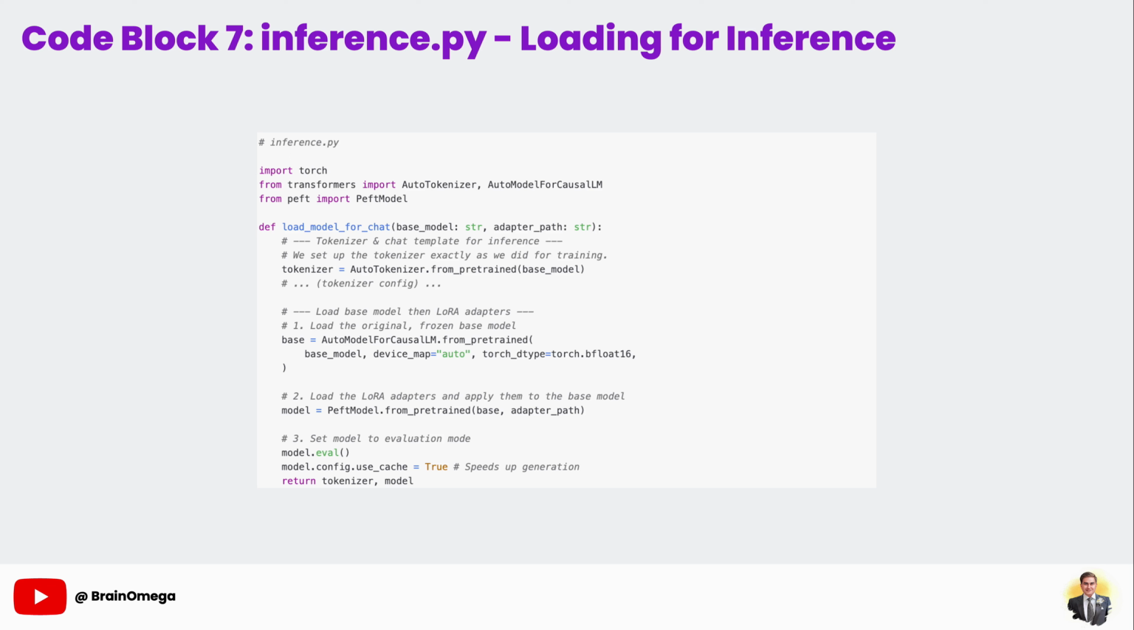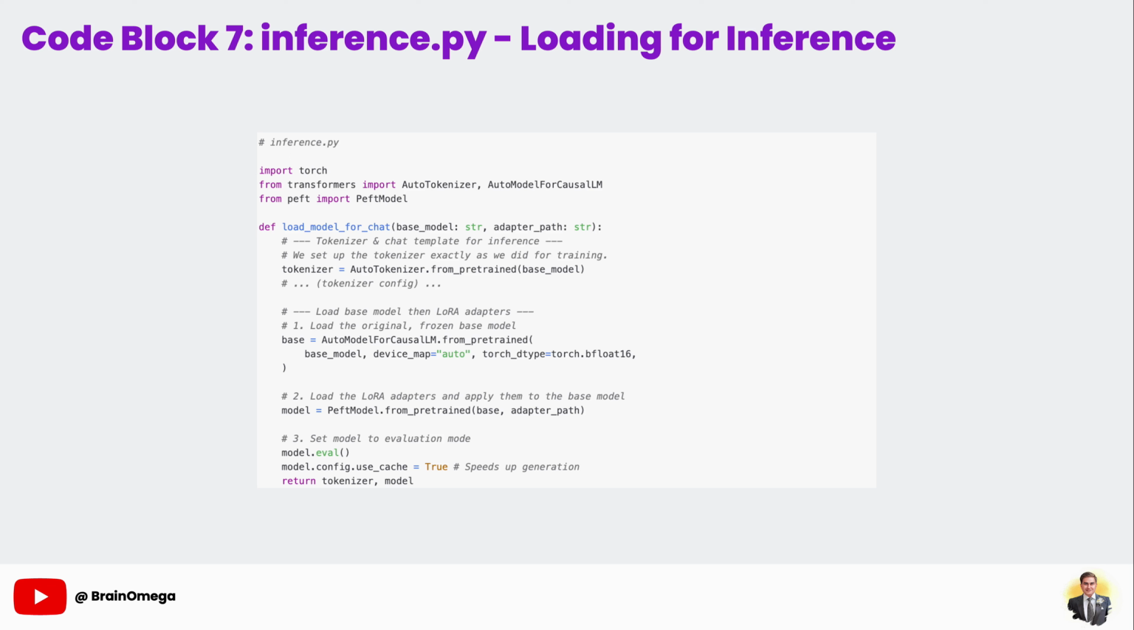The load model for chat function handles getting our model ready for a conversation. First, we load our tokenizer from the base model and configure it with the exact same chat template and padding settings we used during training. This consistency is crucial. Next comes the model loading, which is a two-step process.